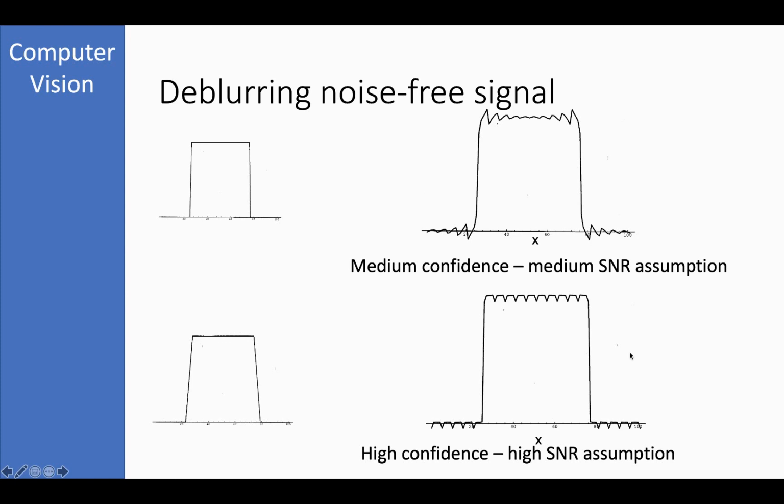Now, assume that I have no noise. I have very high confidence. And the SNR assumption means that I have SNR going to infinity. Then in that case, if there's no noise, I can actually almost get the actual profile back. So that's actually quite pleasing.